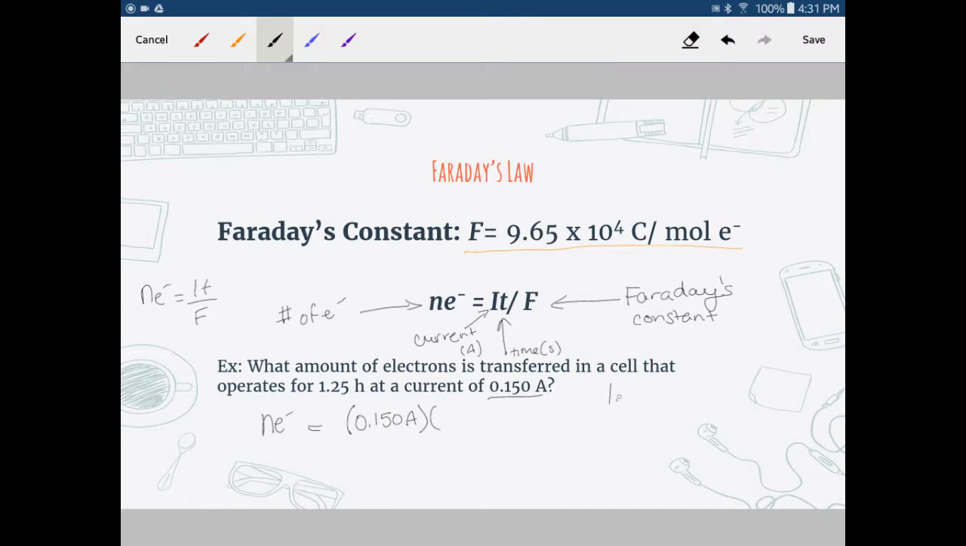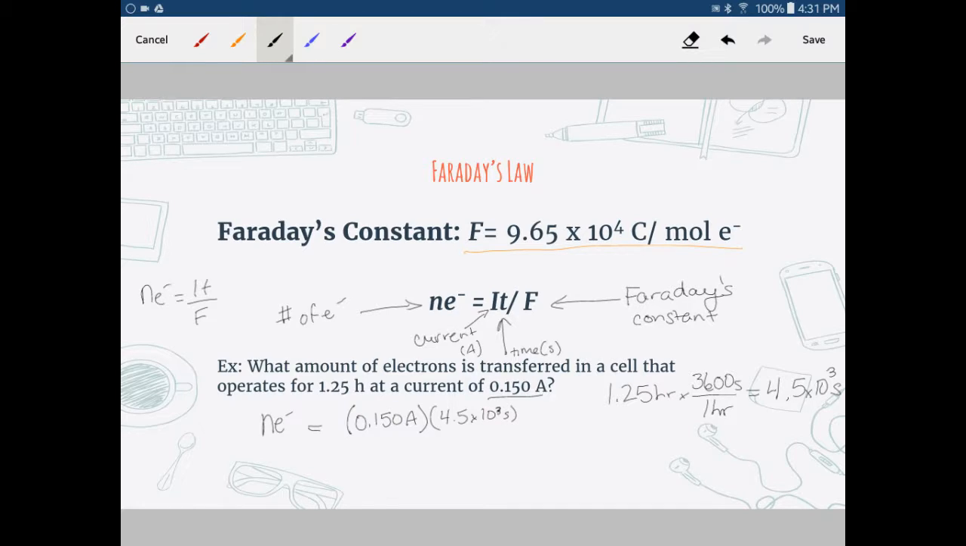Remember that if I have 1.25 hours, in 1 hour that's 3,600 seconds. So I'm going to multiply these two numbers together, and when I plug that into my calculator, I get 4.5 times 10 to the 3 seconds. So I'm going to put that in here, 4.5 times 10 to the 3 seconds. That is a 3, although it doesn't look like one.